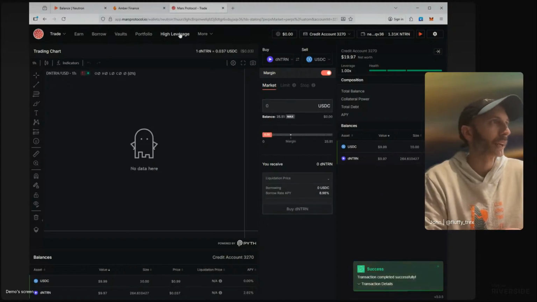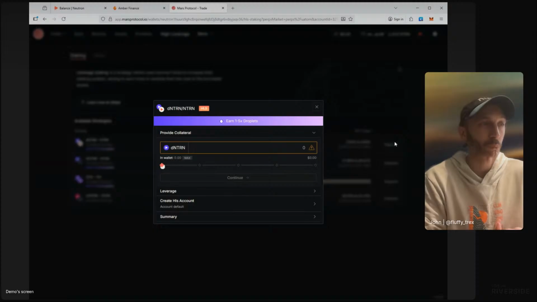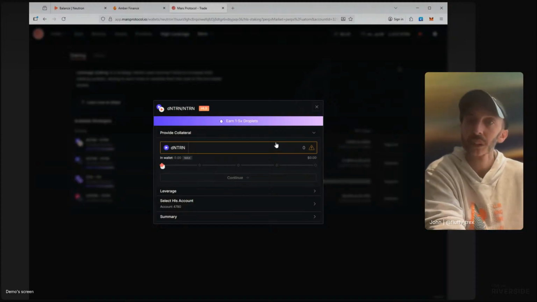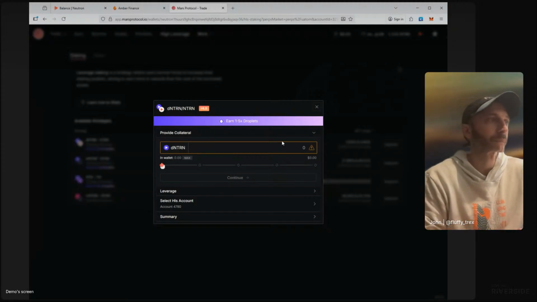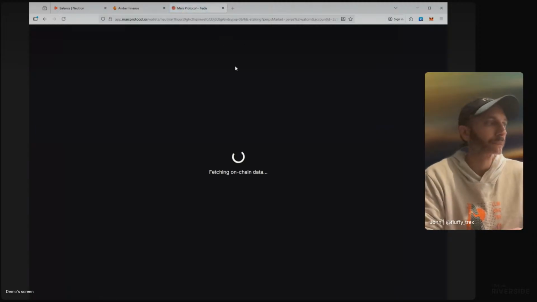Okay, and then we go to high leverage. Now that we have our dNTRN, this button is clickable because we need to start with the liquid stake token. Remember, we started with wrapped staked ETH on Ethereum. We're starting with dNTRN here. dNTRN is the liquid stake token for Neutron.